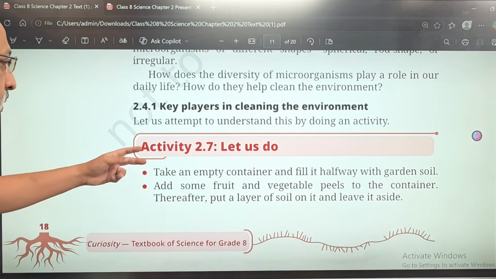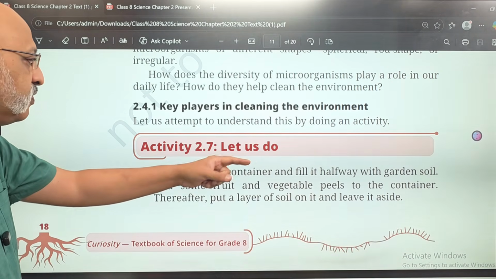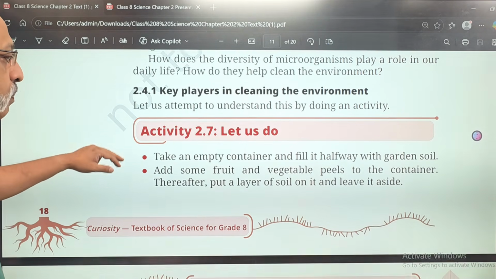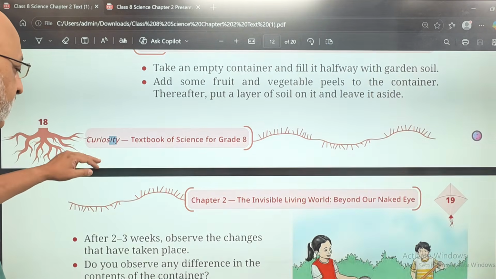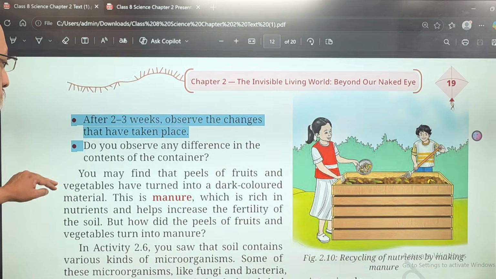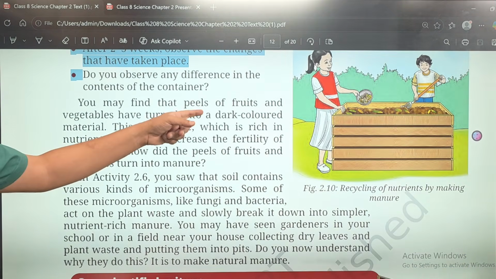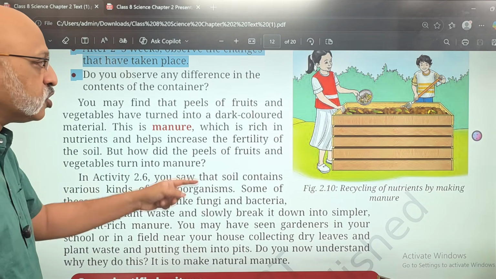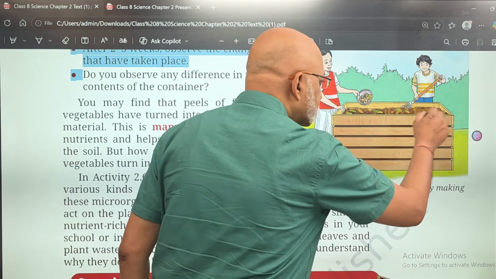So let's do an activity. Take an empty container, fill it with garden soil, add some fruit and vegetable peels to the container, then put a layer of soil on it and leave it aside. After 2-3 weeks, observe the changes. Do you observe any change? Now, what is the change? You may find that peels of fruits and vegetables have turned into a dark colored material. This is manure, because of the leaves, etc., that you have put.